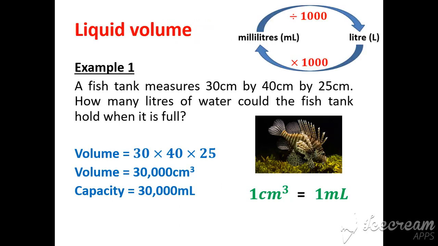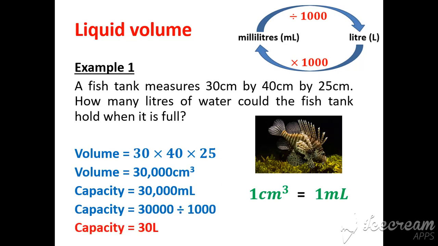Right, let's go back to this flow diagram we learnt in the capacity video. How do we change milliliters and liters? If we want to change milliliters to liters, we divide by 1,000. So let's go 30,000 divided by 1,000, and that gives us 30 liters. So this fish tank, when we filled it up with water, would hold 30 liters of water.